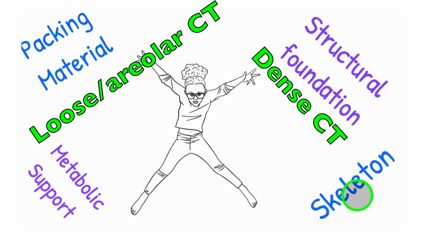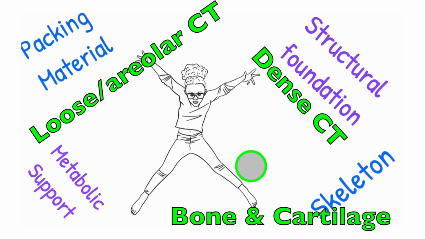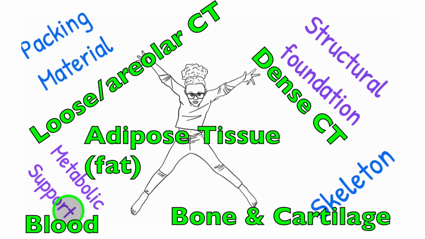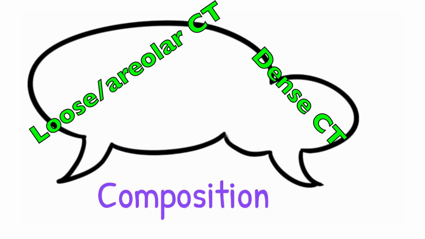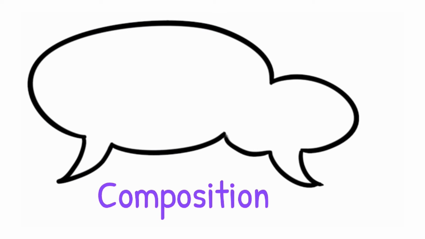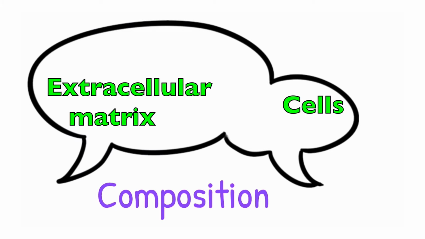The skeleton is made up of two types of specialized connective tissue, bone and cartilage, and metabolic support would be adipose tissue and blood. Composition of connective tissue is broken down in the very same manner that we looked at epithelial tissue and that we will look at muscle tissue and nervous tissue. That is to say, comparing cells and the extracellular matrix.